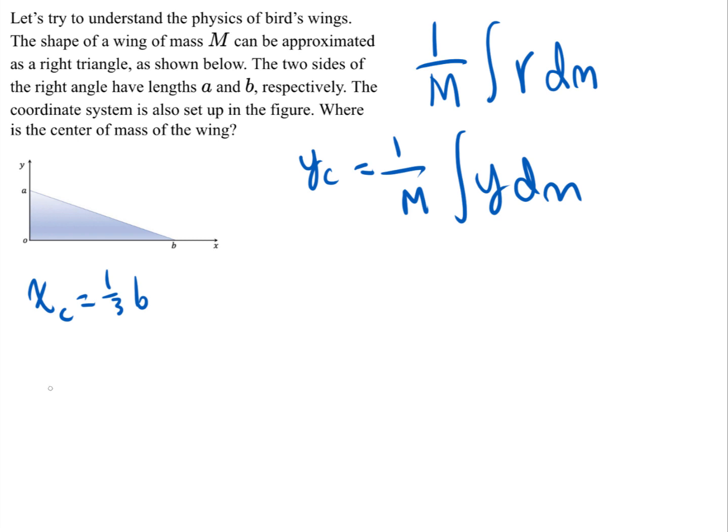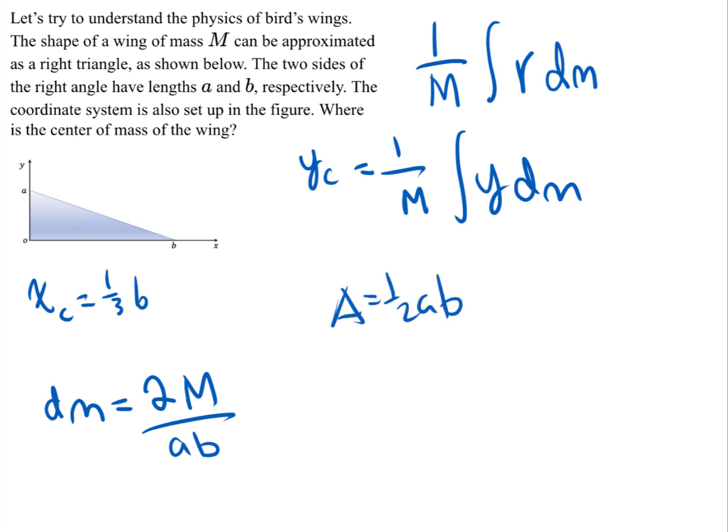And again, we have to replace dm with an expression, which I'm pretty sure was m over a, the total mass over the total area, times dA. The total mass over the total area became 2 times the total mass over a times b, because the area equals 1/2 ab, and we substituted that in. And that is times dA, which is the area of each little rectangle we divided it into.